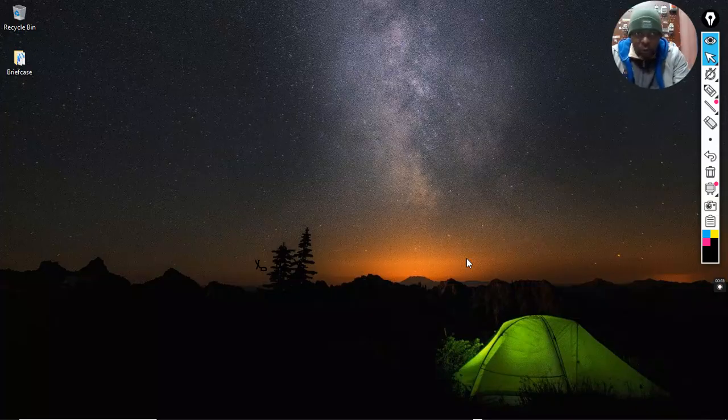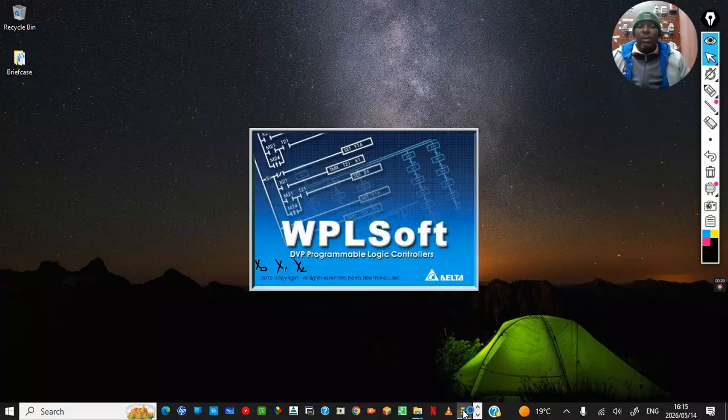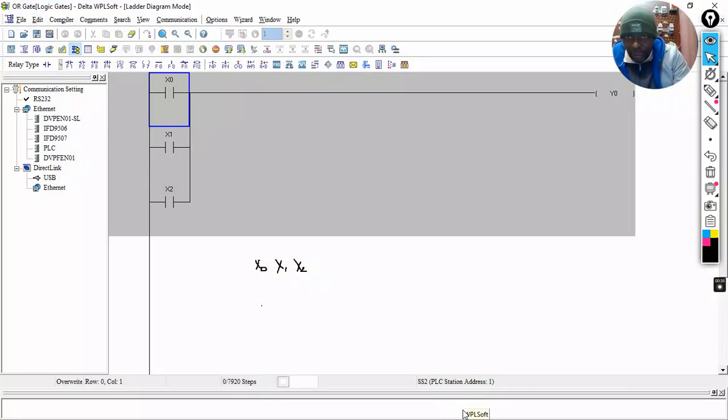Now we want to look at more gates. We've looked at the buffer, we looked at the NOT gate. Now we are going to say we are dealing with programming, by the way, and we're using the WPL soft for the Delta Corporation. So we are looking at how we use that to program.